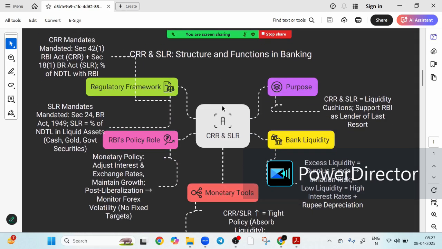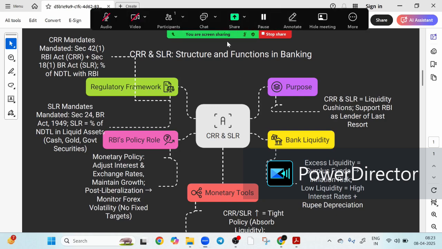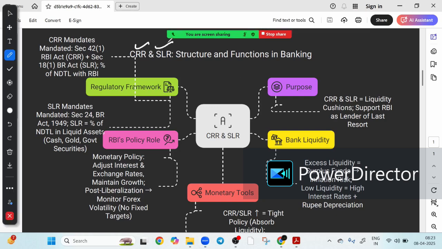In this slide, we are going to discuss CRR and SLR, structure and functioning in banks. Do you know what really happens behind the scenes when the RBI wants to control inflation or pump money into the economy? The secret lies in two powerful tools. The first tool is called CRR and the second tool is called SLR. But what are they and how do they shape our banking system?